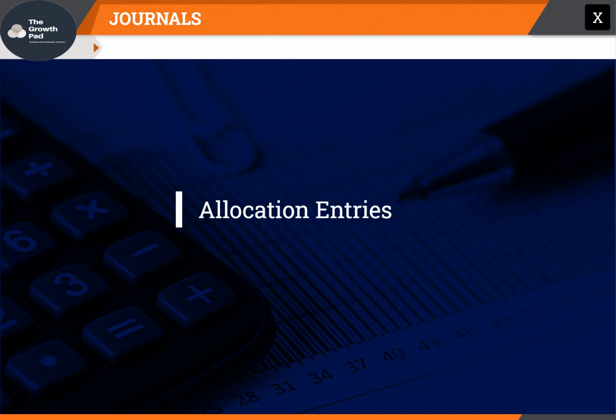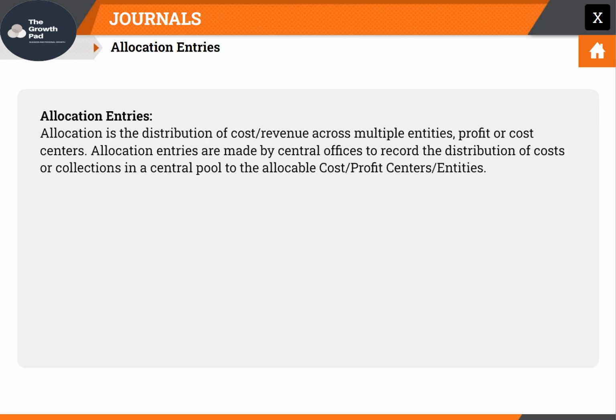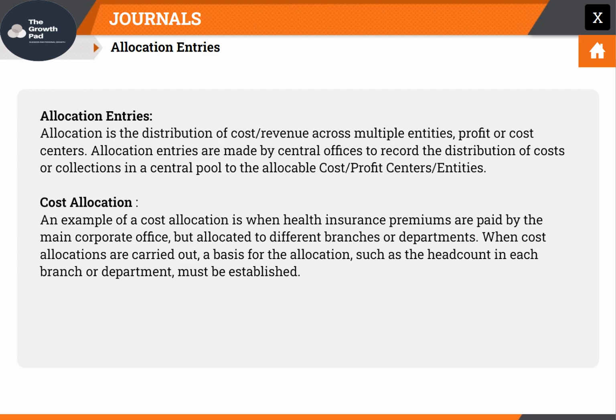Allocation entries. Allocation is the distribution of cost or revenue across multiple entities, profit or cost centers. Allocation entries are made by central offices to record the distribution of costs or collections in a central pool to the allocable cost or profit centers or entities. Cost allocation: an example is when health insurance premiums are paid by the main corporate office, but allocated to different branches or departments.